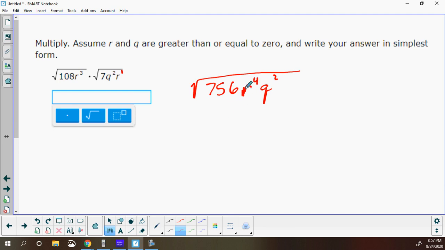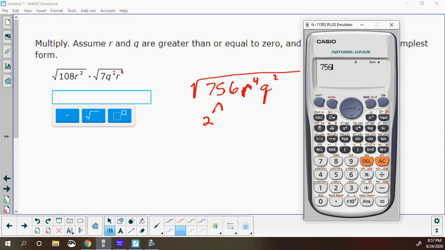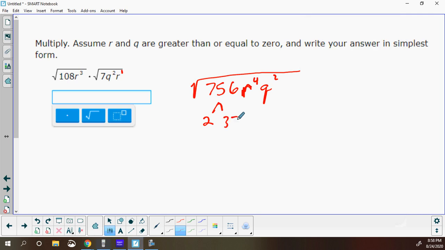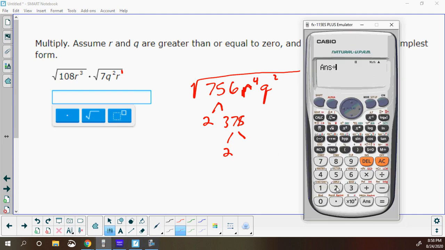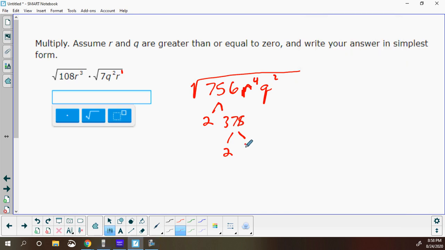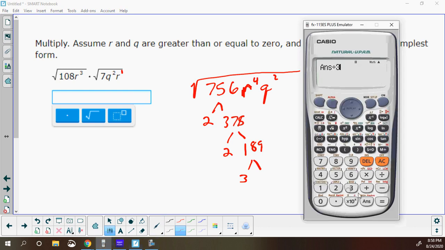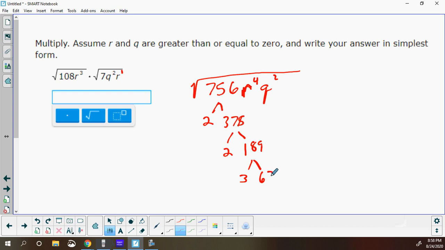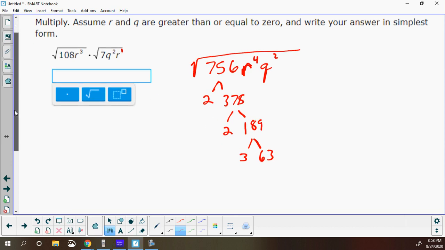R. Oh, good grannies. That's an R. So, 2, I don't know. I need a calculator. 756 divided by 2. We get 378. I know 2 can go into that. It's 378 divided by 2, 189. I know 3 will go into that. So divide by 3, and we get 63. I know 3 can go in that again.